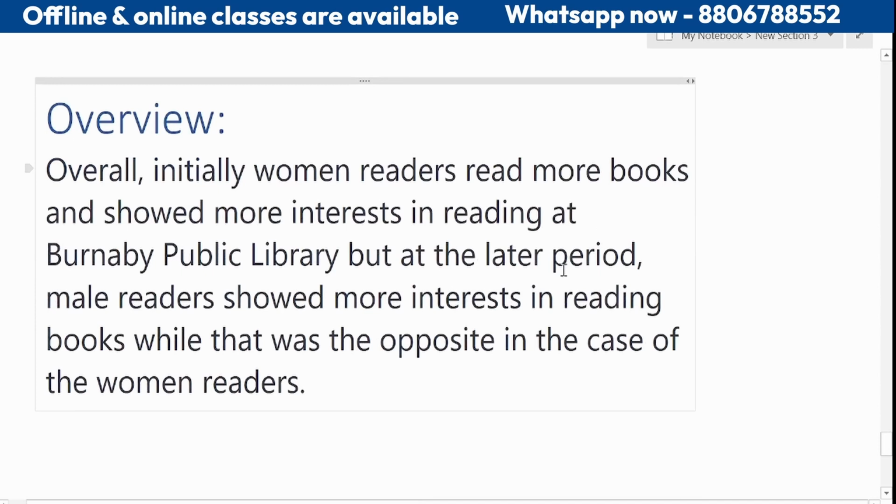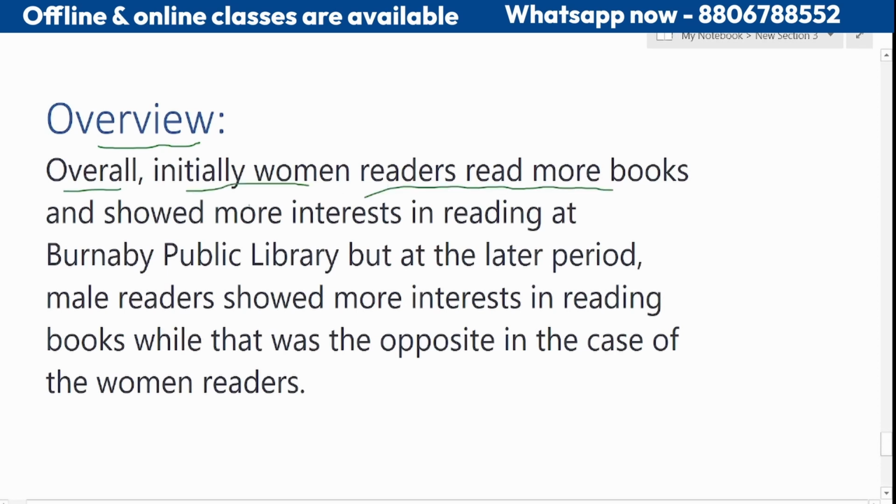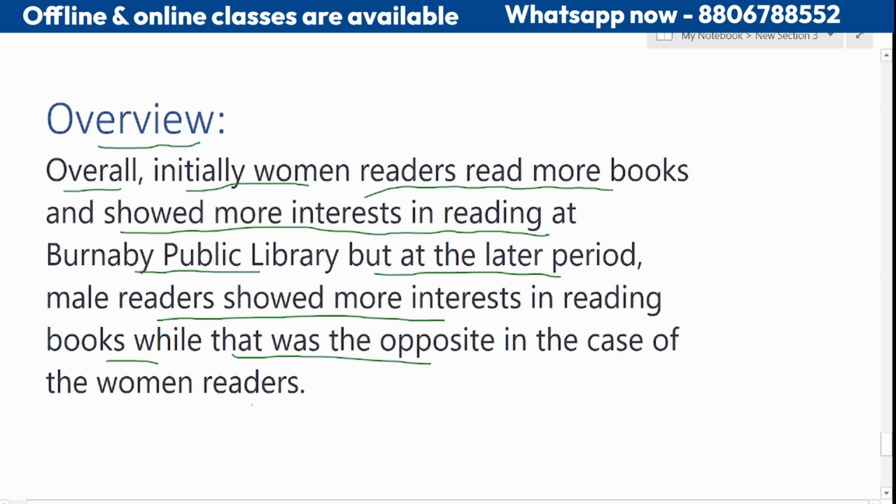Now let us go on to the last paragraph of the report writing, which is the overview. Now the overview is nothing but the overall. So that is the gist of the entire line graph. So what you would like to say in the overall? In the overall, you can say that initially women readers read more books and showed more interest in reading at Burnaby Public Library, but at the later period, male readers showed more interest in reading books, while that was the opposite in case of women readers. Yes, so this should be your overall.